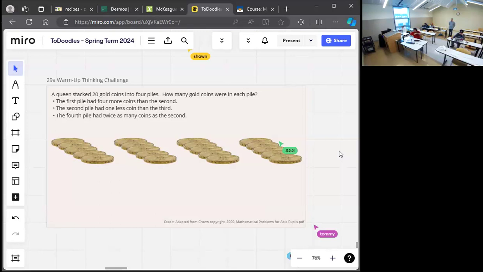Divided by 4. What's the second of that thing? And the second has 1 less coin than the third. So go ahead, grab them, move them around, put them in the right piles.